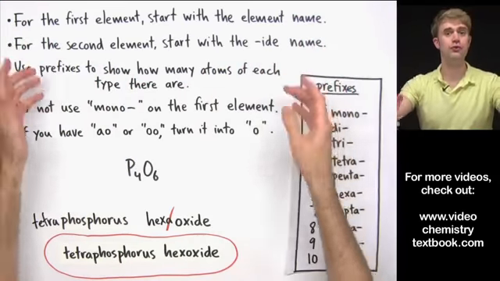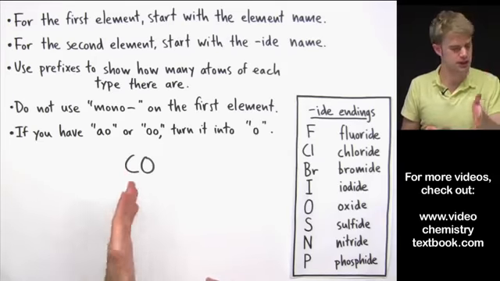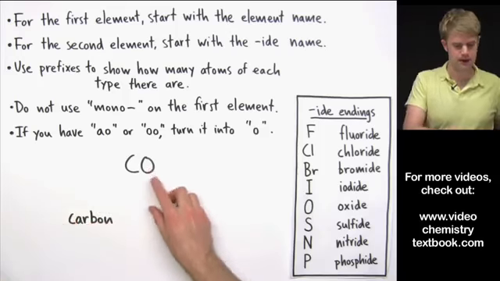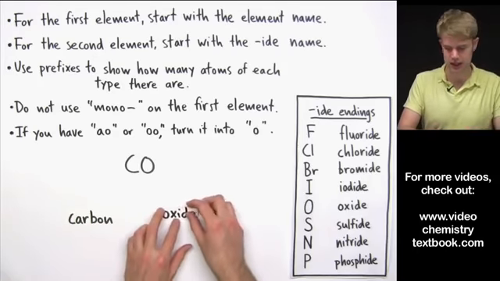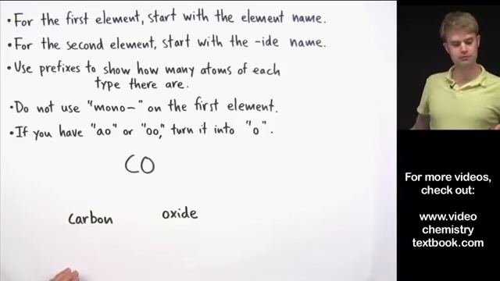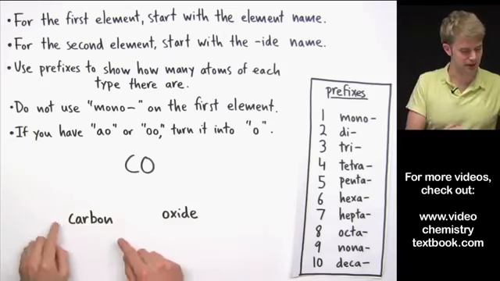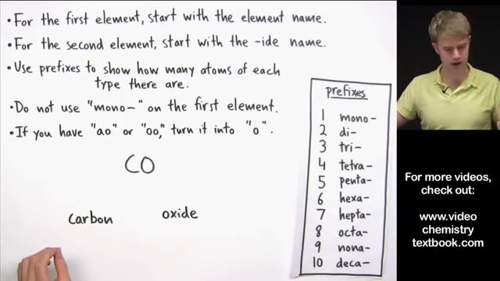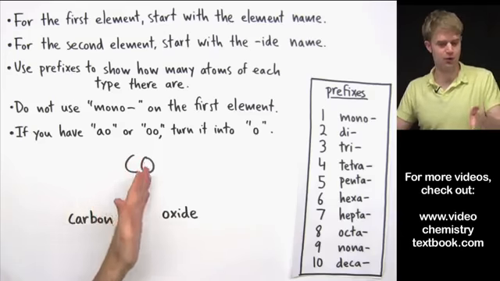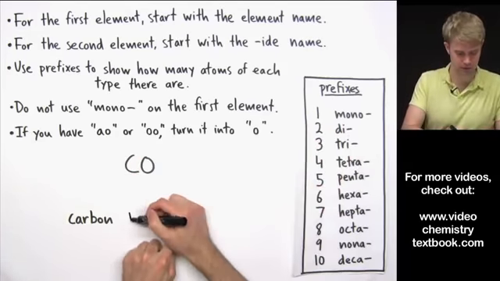It's like a good review for all of these things. Here's our last formula. This is a really good review. It's just CO. So the first element is carbon. The second element is oxygen. Its IDE name is oxide. Okay, so now for the prefixes. Carbon, we've only got one of them. So remember, don't put anything in front of it. We just call it carbon. But we have one O, and if you have one of the second element, you do use a prefix. So we use the mono prefix here.